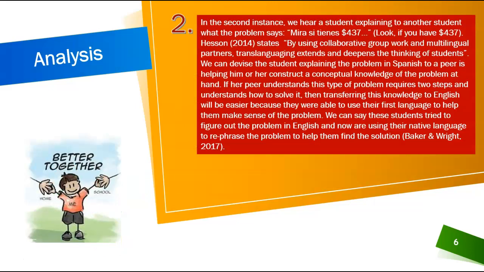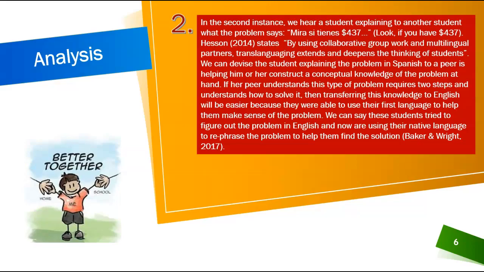Let's analyze the second instance of translanguaging we see in this first video. In the second instance, we hear a student explaining to another student what the problem says. In Spanish, she says, "Mira, si tienes $437," which means, look, if you have $437. Hessen states, by using collaborative group work and multilingual partners, translanguaging extends and deepens the thinking of students.